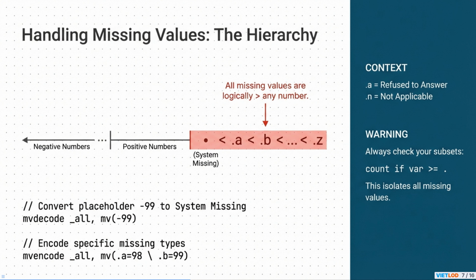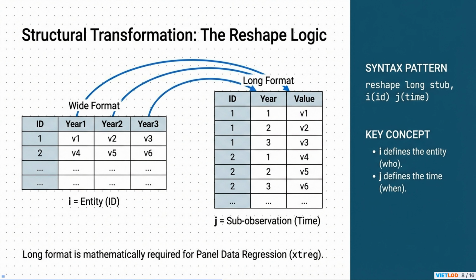A crucial warning: to reliably isolate all missing values, including dot, .A, .B, etc., always use the condition if far greater than or equal to dot in your Stata commands. This leverages Stata's hierarchy of missing values and ensures you catch everything. Beyond cleaning values, we often need to transform the very structure of our data. The most common structural transformation is reshaping, which we'll cover next.